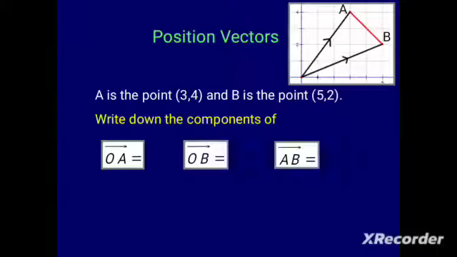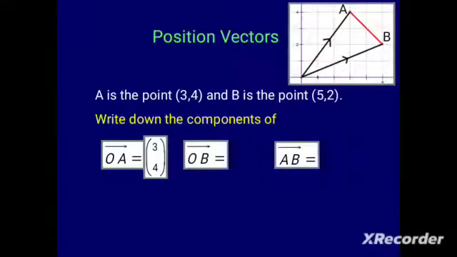On the next part of this topic, we have position vectors. On the diagram, you can see that from the origin to a certain point we have A, then again from the origin to a certain point we have B. A is the point 3, 4, that is the coordinates, and B is the point 5, 2. We have to write down the components of vector OA and vector OB, and finally vector AB.